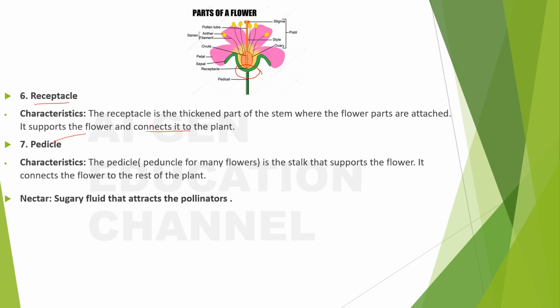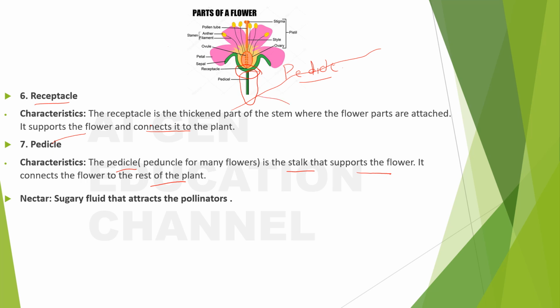But see, you don't get confused between receptacle and pedicle, okay? Pedicle is different. Pedicle is the stalk that supports the flower. It connects the flower to the rest of the plant. This part is called the pedicle. Pedicle means that it is the stalk that supports the flower. It connects to the rest of the plant.